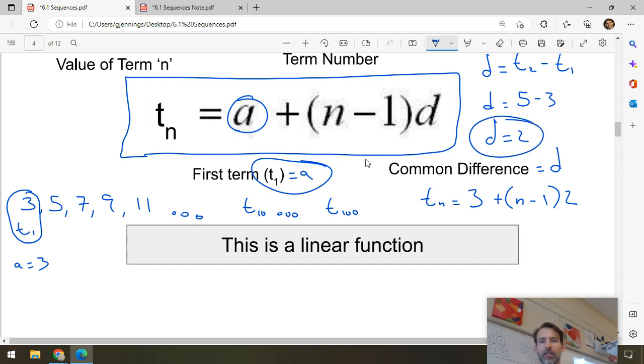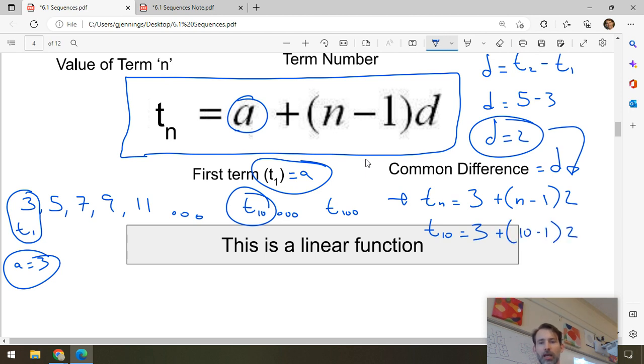Okay. I got the D there, and I just put that in, and I get the A over here, and I just put that in to give me my general term. This is the general term for this arithmetic sequence. If I want to find T10, I'll just plug that in here for n. So it's going to look like this. T10 is equal to 3 plus 10 minus 1 times 2, and that's going to be 3 plus 10 minus 1 is 9. 9 times 2 is 18. So my T10 is going to be 21.